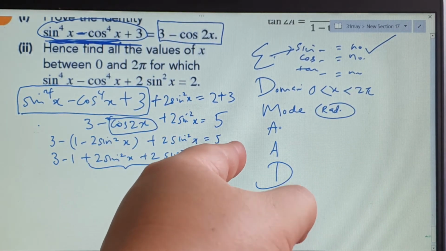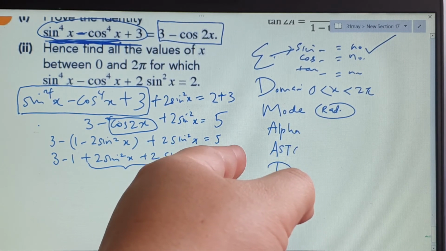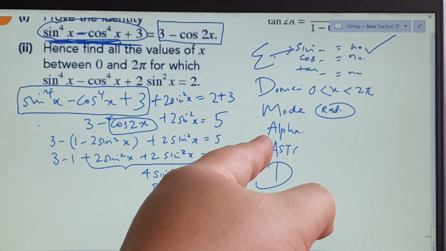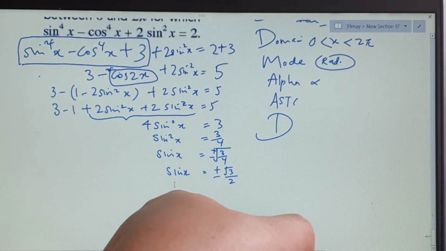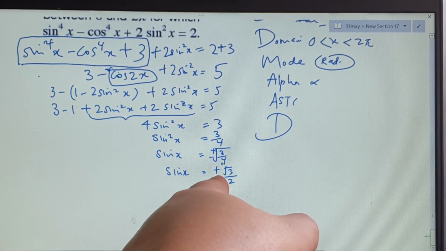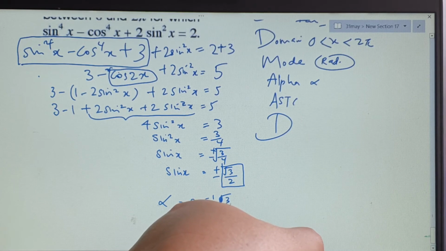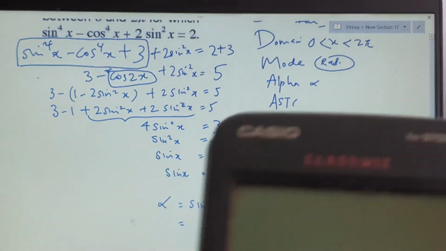The first A is your alpha. The second one is ASTC. You see alphabetical order, so alpha comes first, right? So you look for your alpha. How to find the alpha? Very simple. Ignore the negative sign. Your alpha, you just sine inverse of square root 3 over 2. You should know the answer. But okay, let's say you don't know.